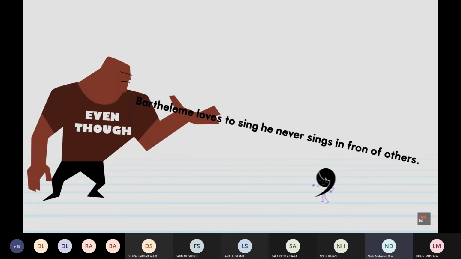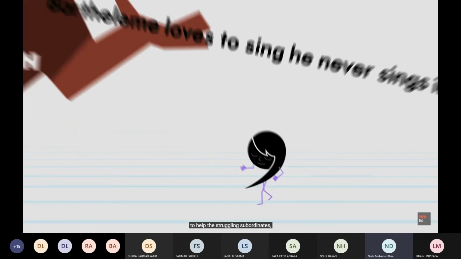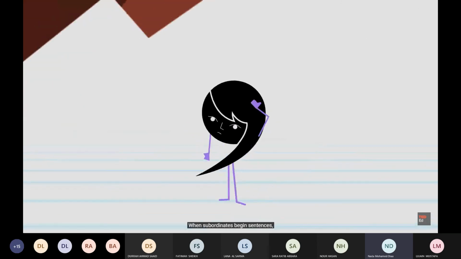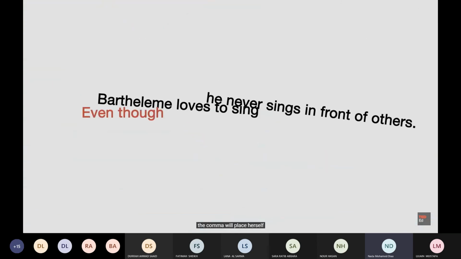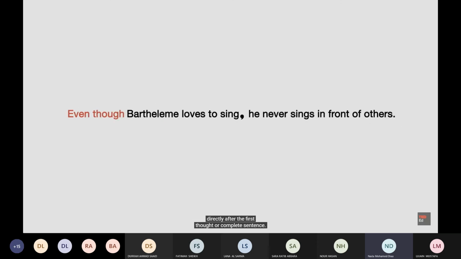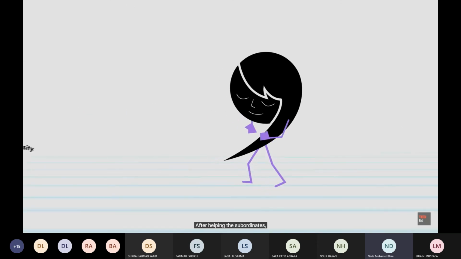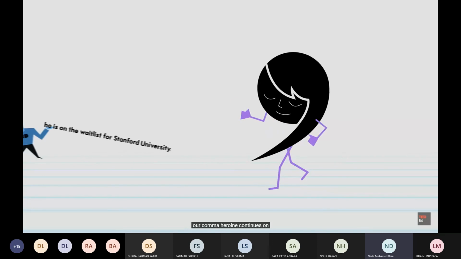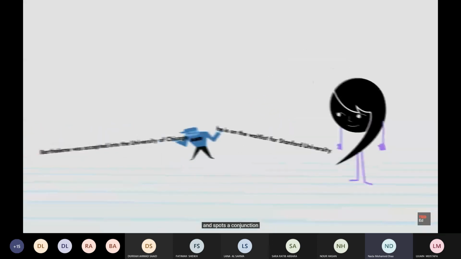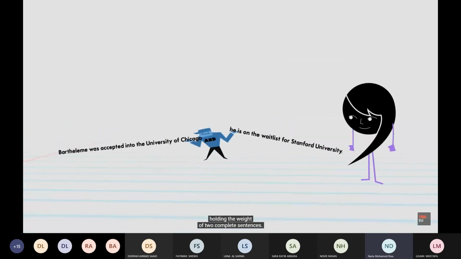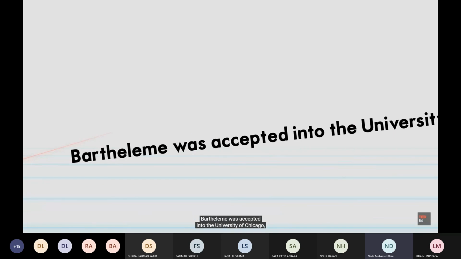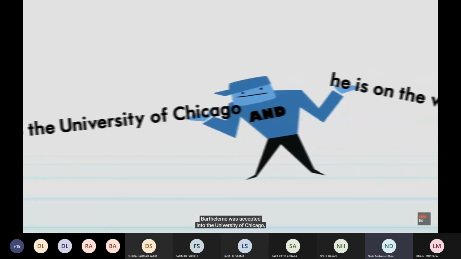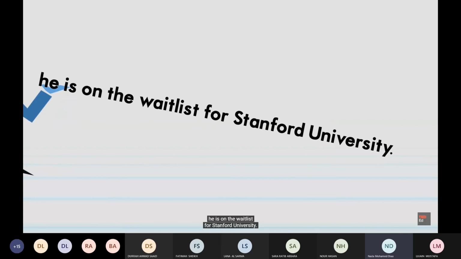The comma rushes over to help the struggling subordinates. But how will she help? When subordinates begin sentences, the comma will place herself directly after the first thought or complete sentence. After helping the subordinates, our comma heroine continues on and spots a conjunction holding the weight of 2 complete sentences. Bartholomew was accepted into the University of Chicago, and he is on the wait list for Stanford University.